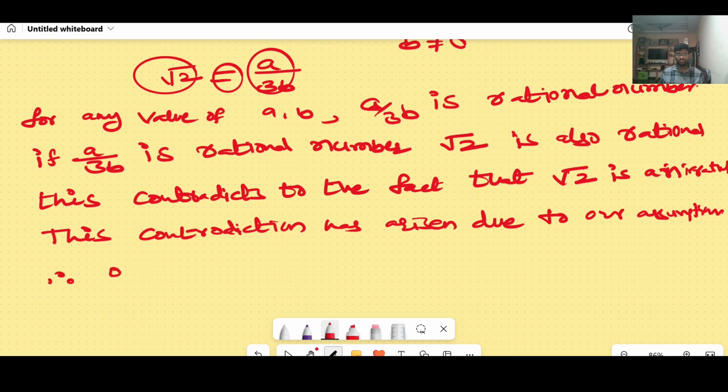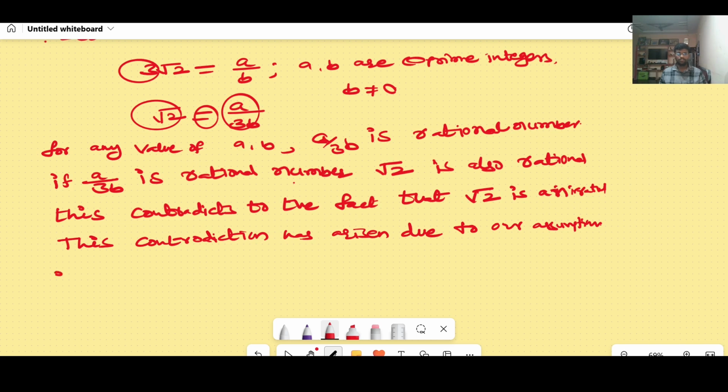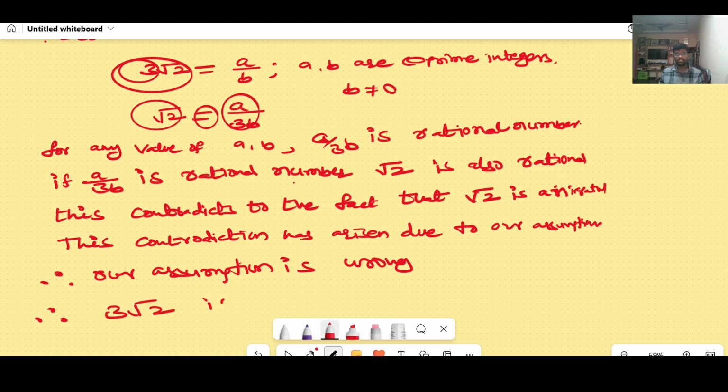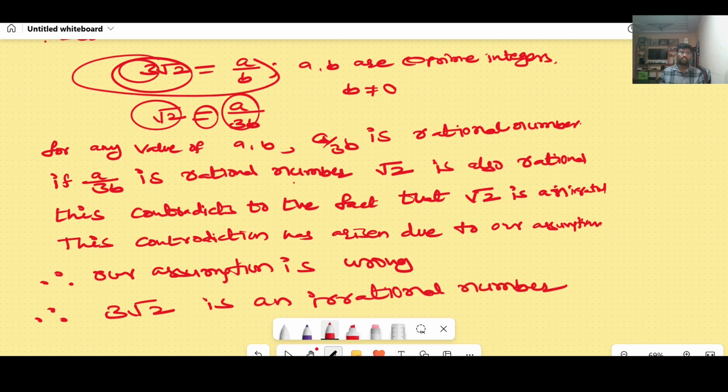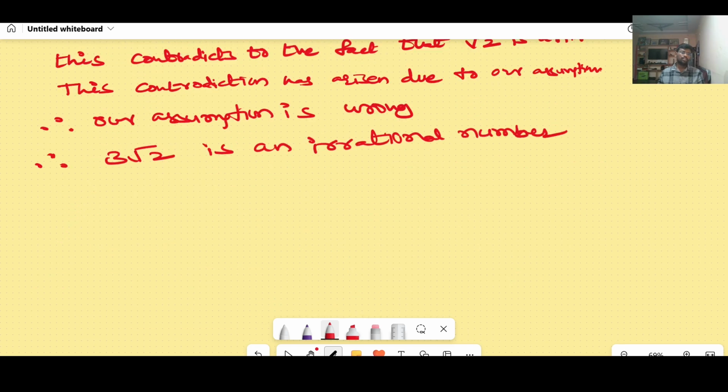Therefore, our assumption is wrong. What is our assumption? 3 root 2 is a rational number, right? What is correct now? Therefore 3 root 2 is an irrational number, right? Here first we have assumed 3 root 2 as a rational number, and we have proved 3 root 2 as an irrational number by using the contradiction method, right?